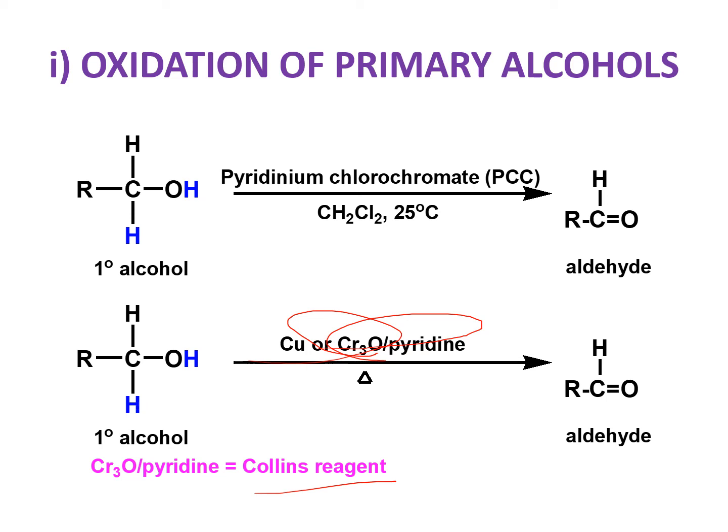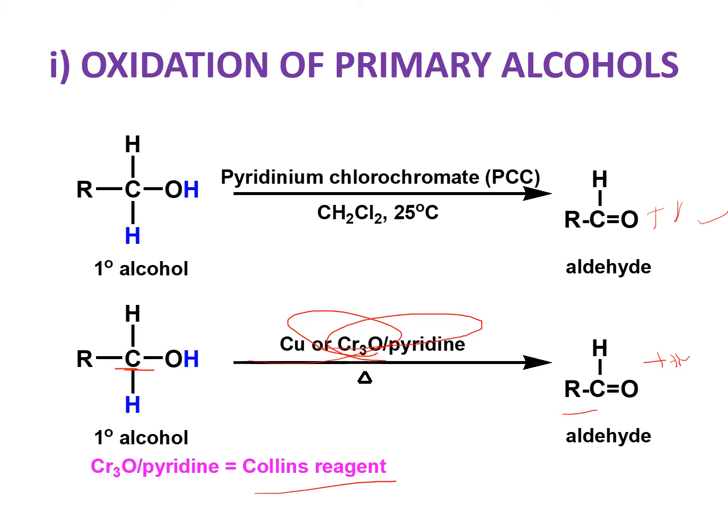So the hydrogen will be taken out from the alcohol: one hydrogen from the oxygen and one hydrogen from the carbon. They will come out, so it will become H2. To stabilize the carbon, the carbon has to form a double bond with the oxygen. So it becomes an aldehyde. Only primary alcohol can form aldehyde.